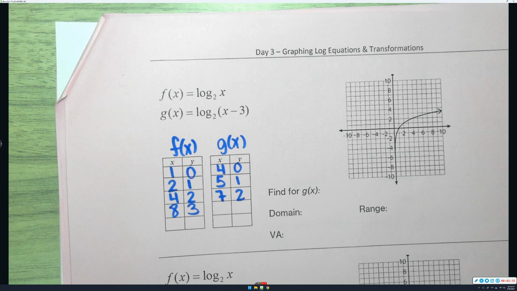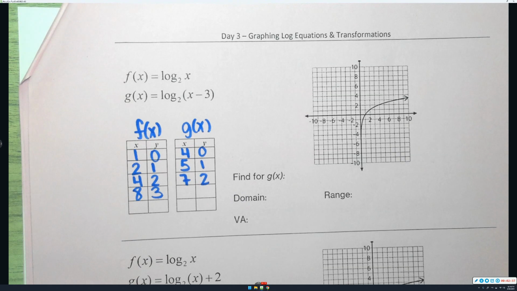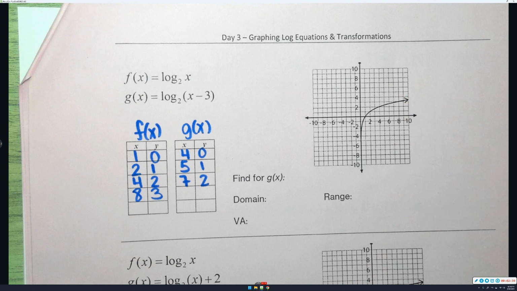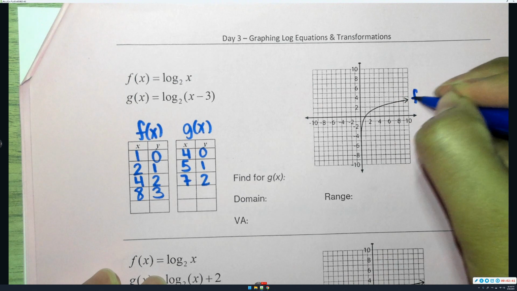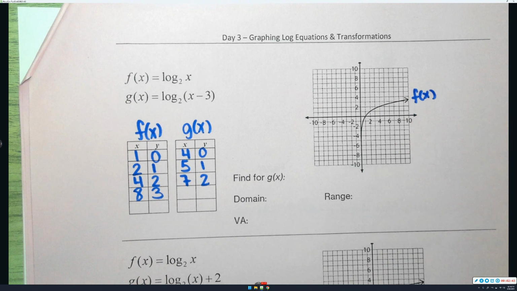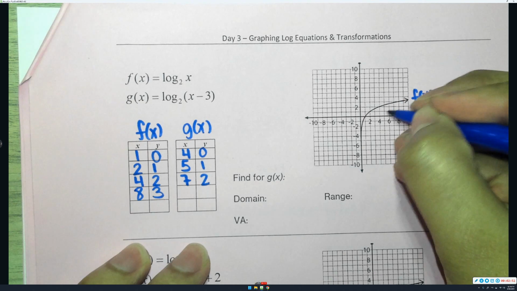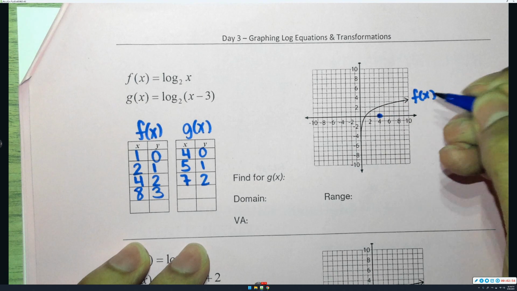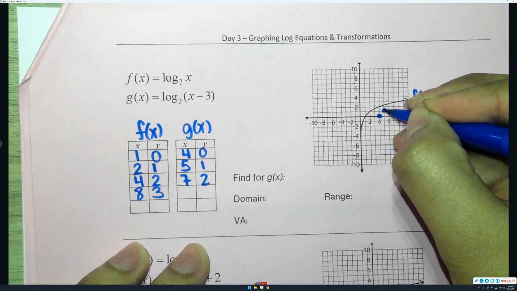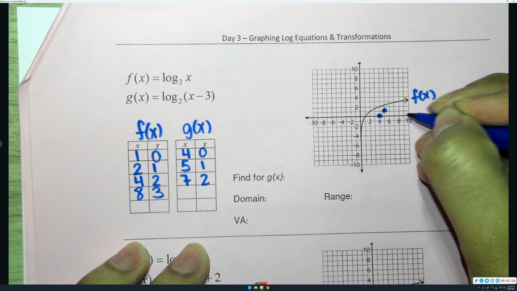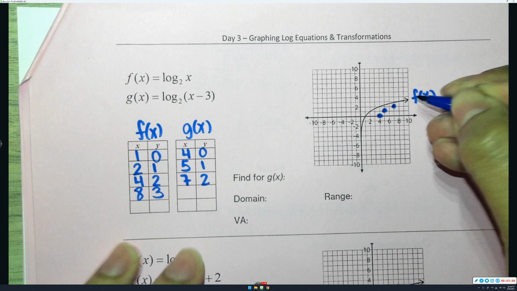All right, from there, we are then going to label the graph that's on the coordinate grid as f of x. This is the original function. Now, luckily for us, it was already graphed on the coordinate grid. So from there, we will then plot the points for g of x. We have 4, 0 right here. We have 5, 1 right there. We also have 7, 2 right there.